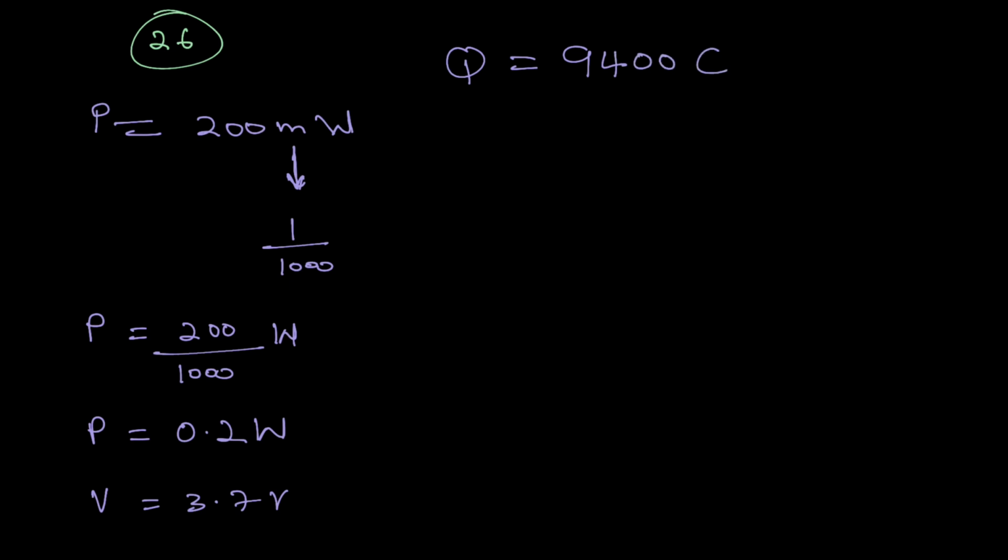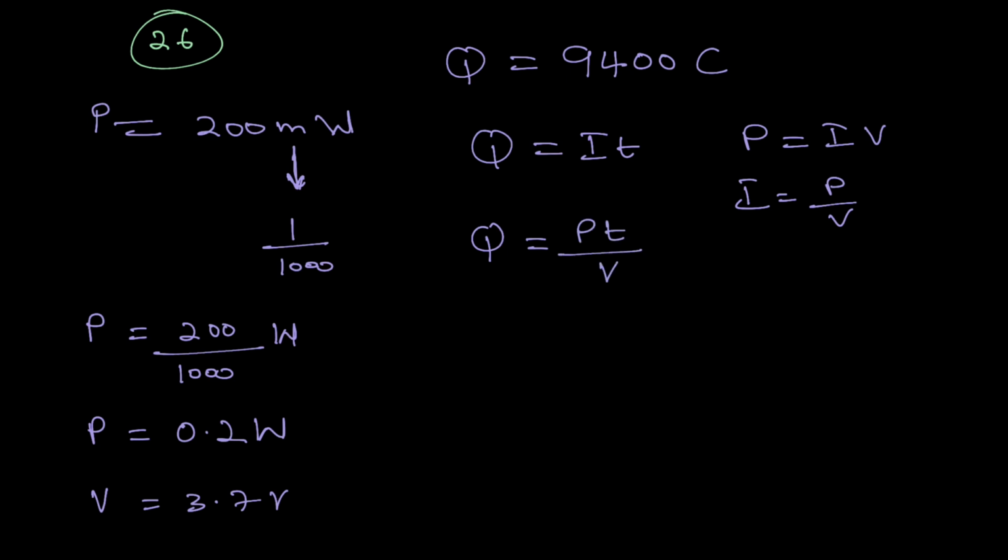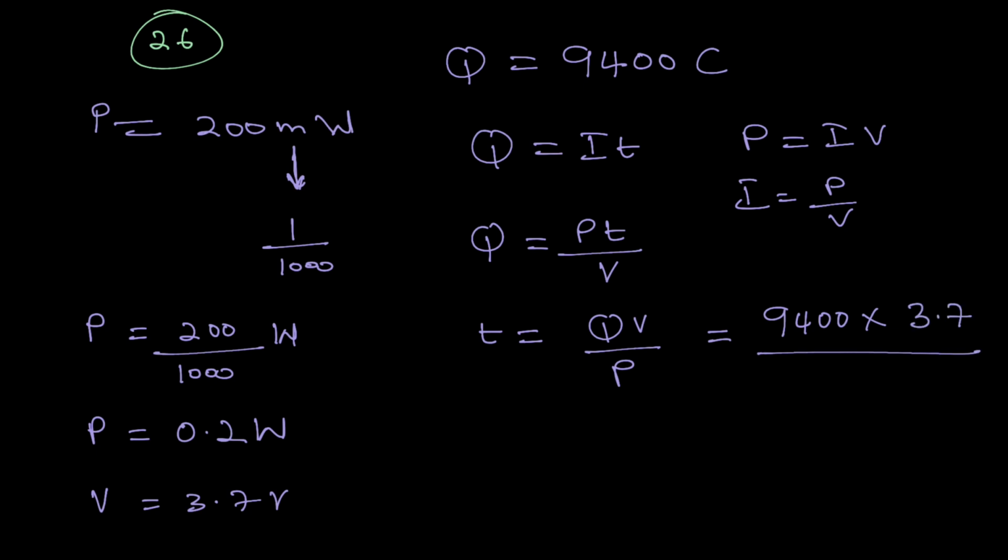And the charge Q is 9400 coulomb. And so what we now need is to write the equation Q equals IT, and at the same time P equals IV. If I make I the subject, I is P over V, and therefore Q equals PT over V. I need to find time, so T will be equal to QV over P, and we know Q is 9400 times 3.7 divided by the power 0.2. And what do we get? So T will be equal to 173,900 seconds.